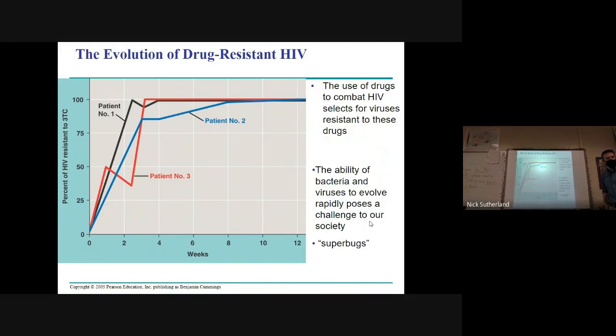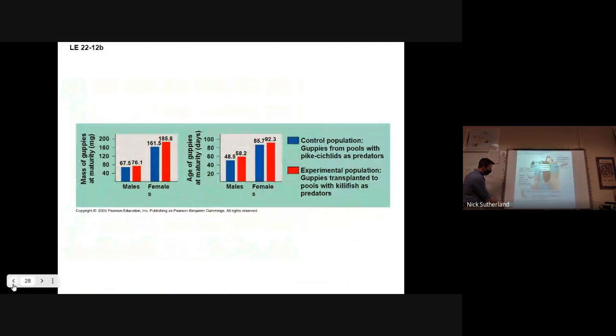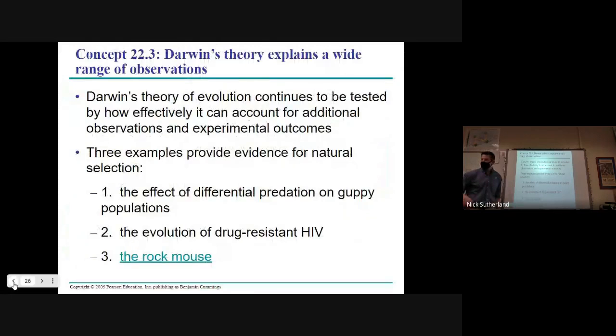And they call these things superbugs. And they're very hard to kill. Some of them can't be killed by the normal antibiotics that we actually have. So we have to watch out for those type of things. And so we see that with HIV-resistant drugs, okay?